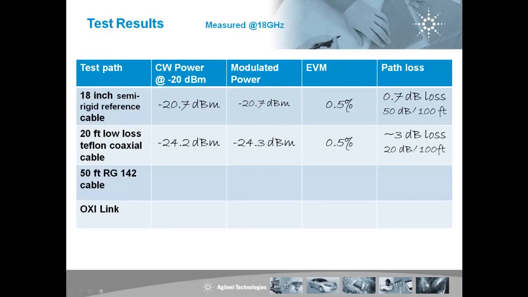Let's return to our table and log the test results for our 20-foot low-loss coaxial cable. For CW power, we measured -24.2 dBm, and our modulated power came in at -24.3. Our EVM remained unchanged at 0.5%, and our path loss was 3 dB over the 20-foot length, which equates to 20 dB of loss over a 100-foot path.